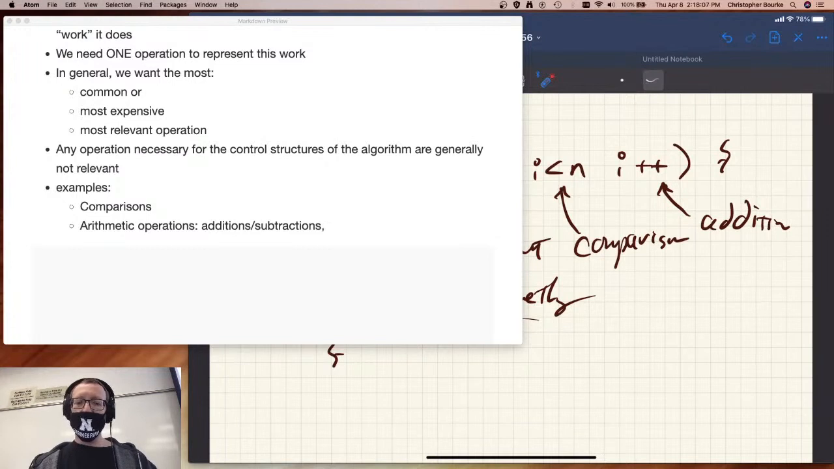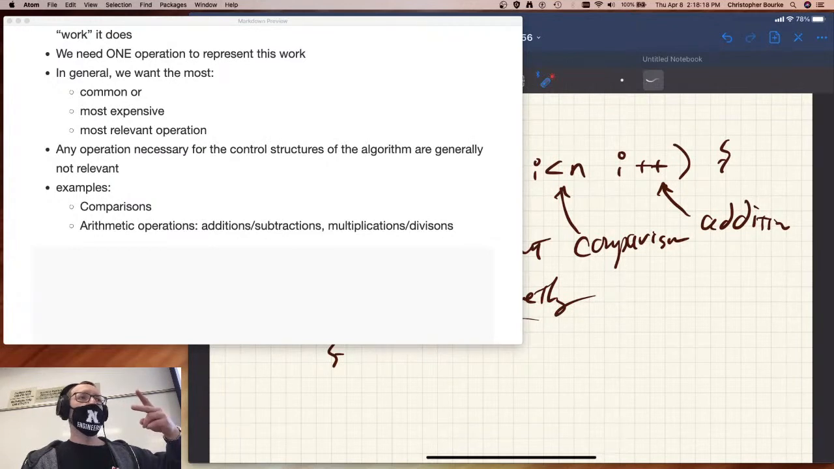What about multiplications and divisions? Why did I put those two together? What is a division? It's a multiplication by a reciprocal, right? Or an inverse. Right? But between these two groups, which one is more expensive, do you think?